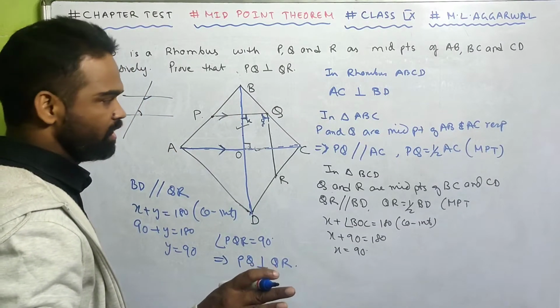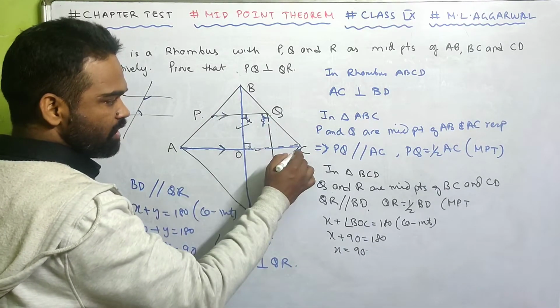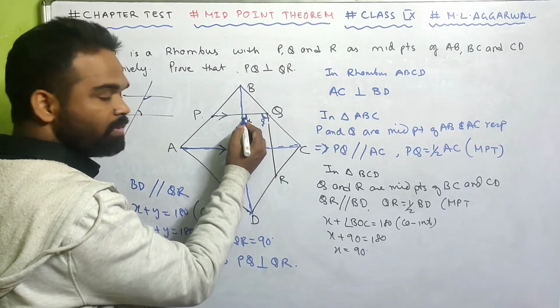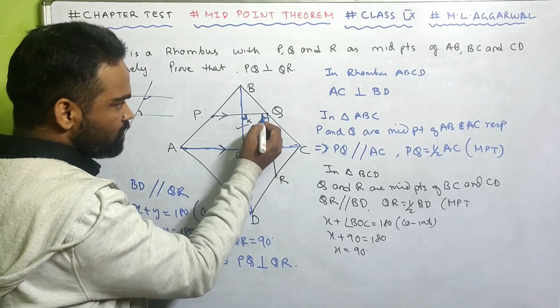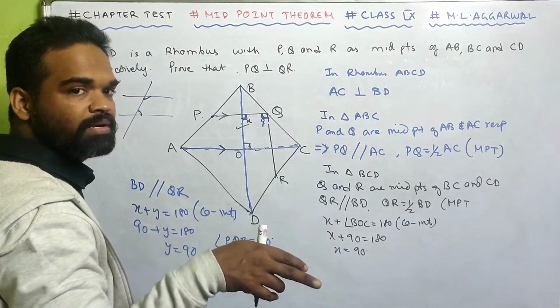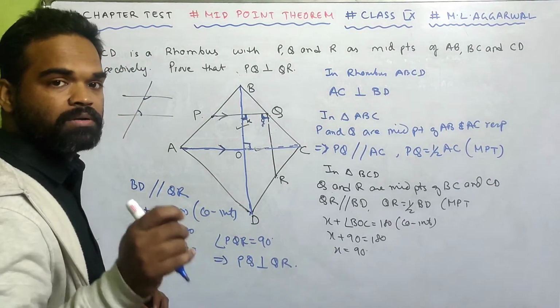Done? Very easy. Again, look over here. This line is parallel to this line. So if this is 90, this will be 90. QR is parallel to BD. So if this is 90, this will be 90. Co-interior, they have to give 180. Done. Chalo, we'll do number 2.